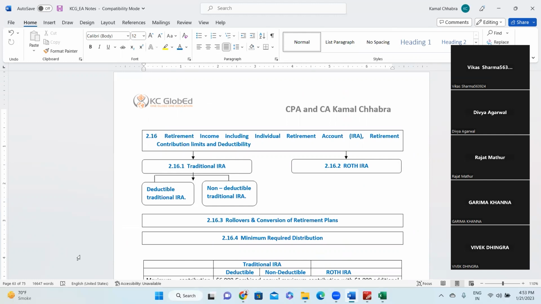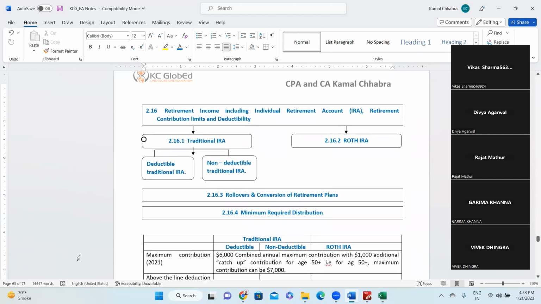Okay. So this is a high-level concept. We'll be going into more detail one by one, but just at a high level I'm giving you an overview of what is traditional IRA, within the traditional IRA what is deductible, what is non-deductible, and what is Roth IRA. These are three main concepts which you will definitely get in your exam. You will definitely get a good number of questions from this topic, so it is a very, very important topic.